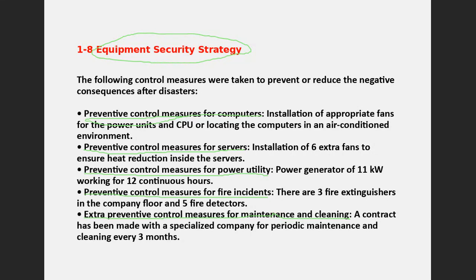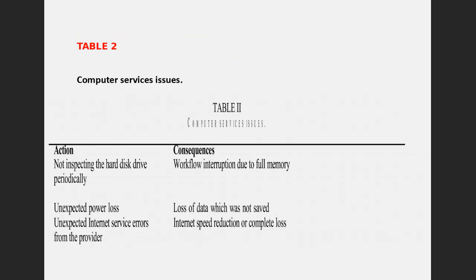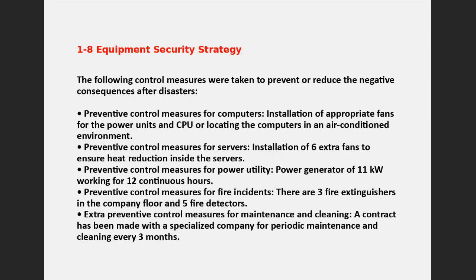Preventive control measures for power: a generator of 11 kilowatts working for 12 hours continuously in the house. Preventive control measures for fire: fire alarms and fire extinguishers are installed in the company. Extra preventive control measures: a contract has been made with inspectors in the company for probes, damage checks, and changing every 3 months.